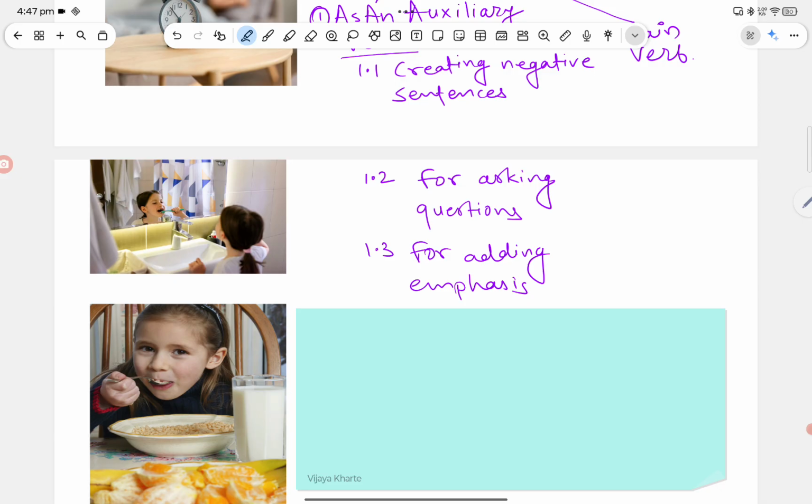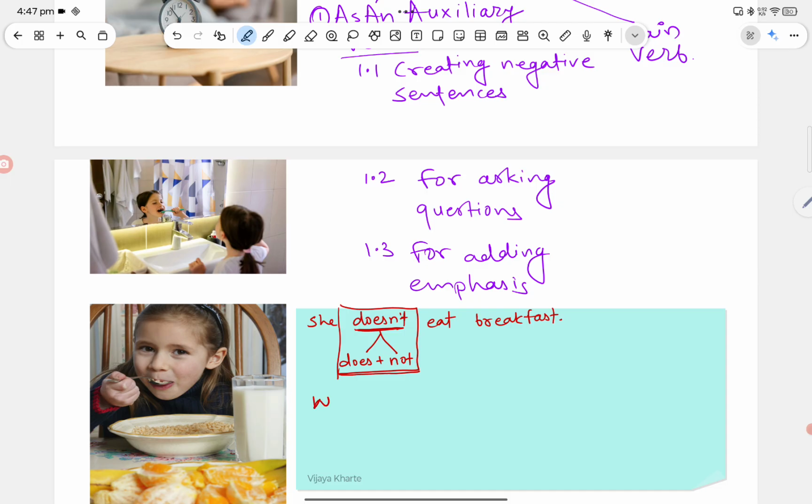Creating negative sentences. She doesn't eat breakfast. So here does plus not, and then we get the negative contraction. Does plus not is added together and we get doesn't. So for such sentence formation, the verb do or does is used.